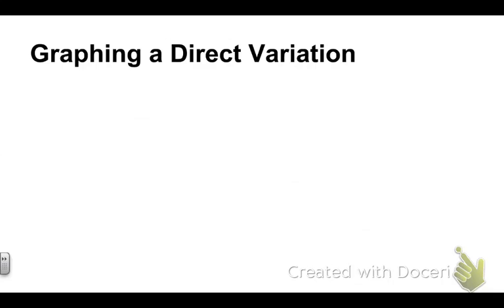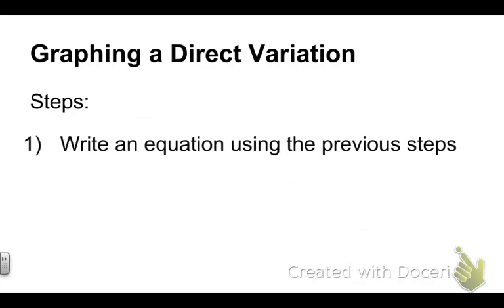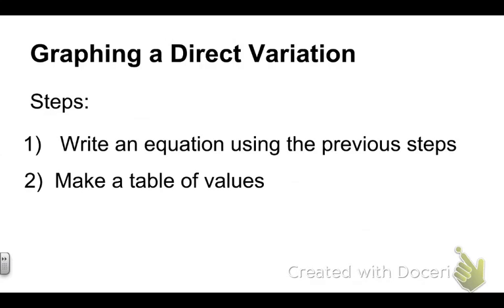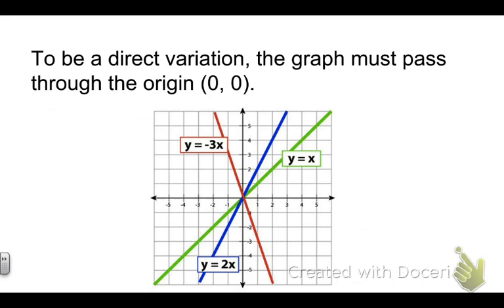Now, to graph a direct variation, again, a couple of steps. You first need to write the equation using the previous steps. Then you need to make a table of values. Once that table is done, then plot the points. Now here's the important part. To be a direct variation, the graph must pass through the origin. Remember, the origin is 0, 0. So if you look at those graphs, every single one of those graphs passes through the origin. So every single one of those has direct variation.